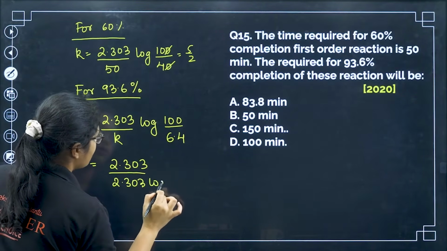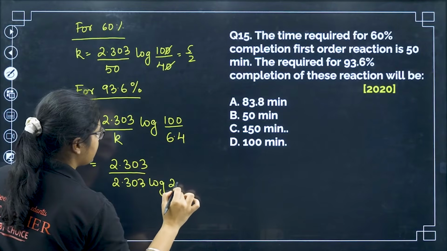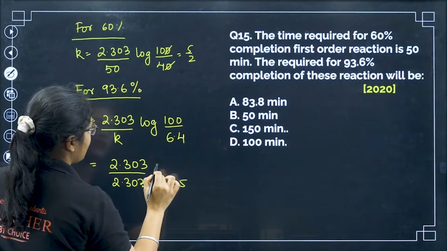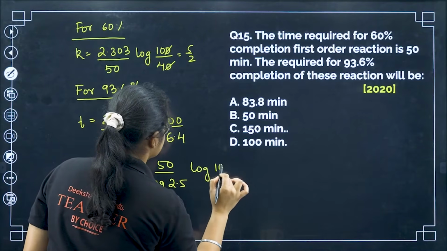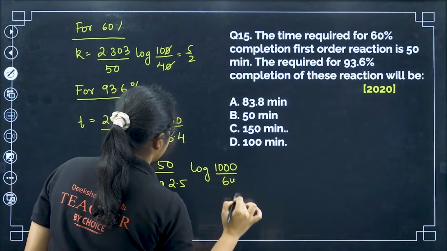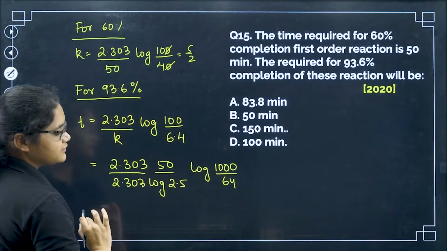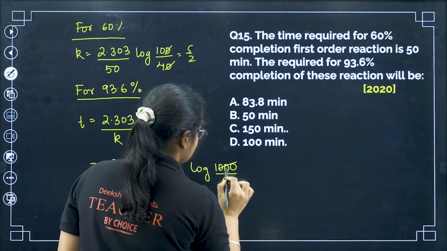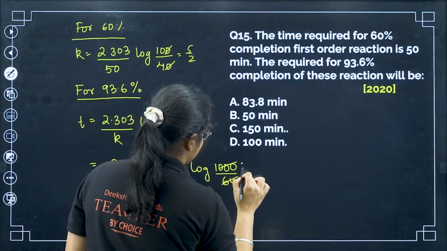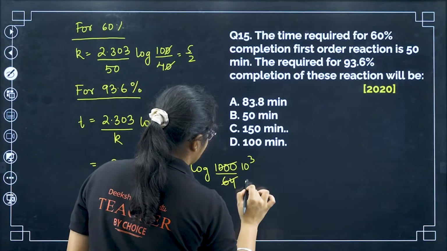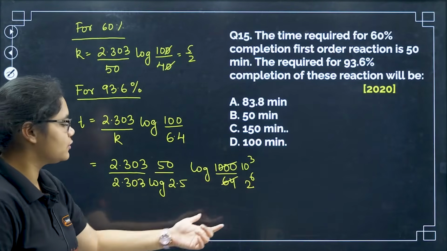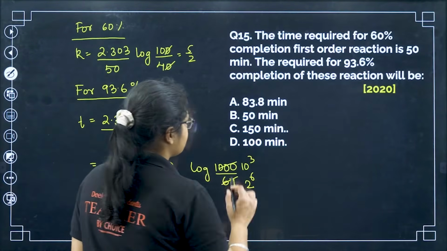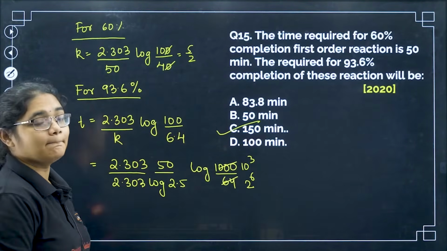2.303 log of 5 by 2, I can write it as 2.5. Then I have 50, and I have log of 1000 by 64. So now if I solve this value, you can solve this one easily. You can just cancel it. It can be written as 10 to the power of 3, and 64 can be written as 2 to the power of 6. You know, log 10 is 1, log 2 is 0.301. So you can just solve this, and if you solve this, you will get 150 minutes.